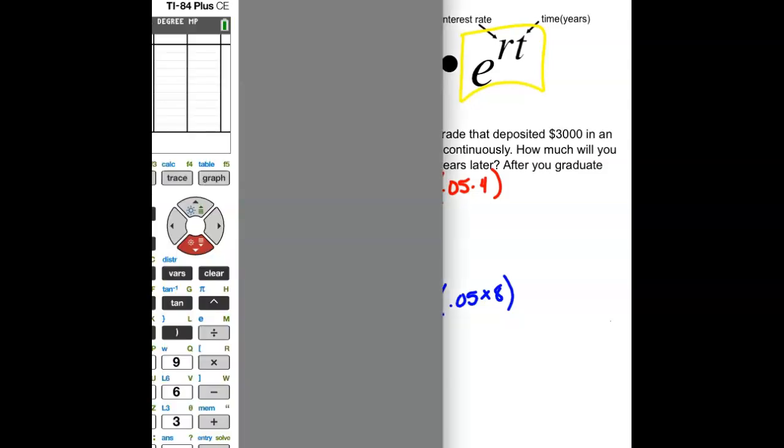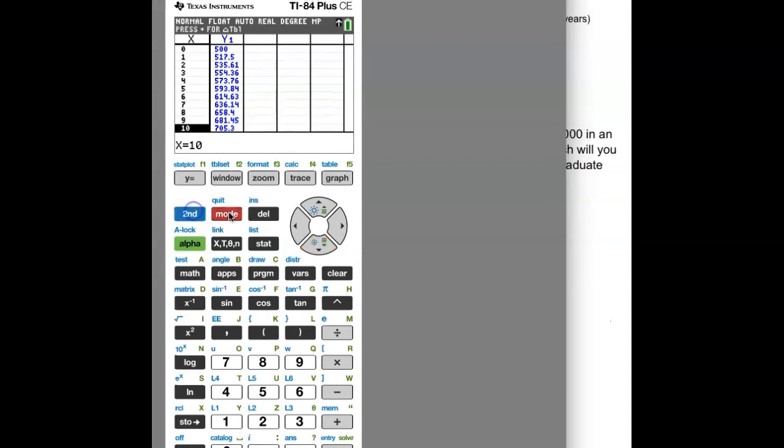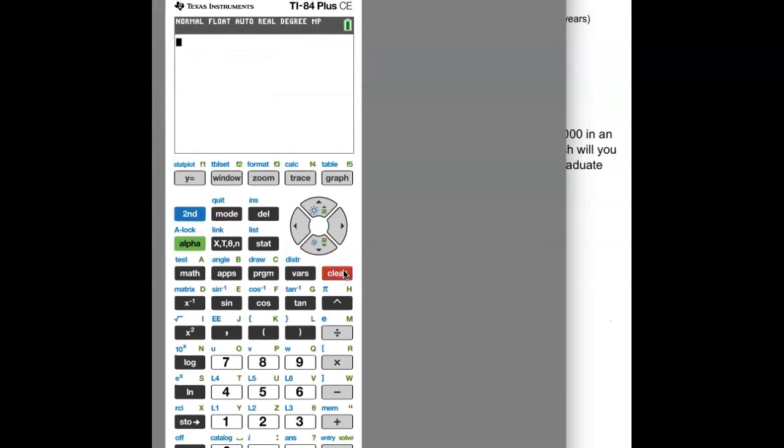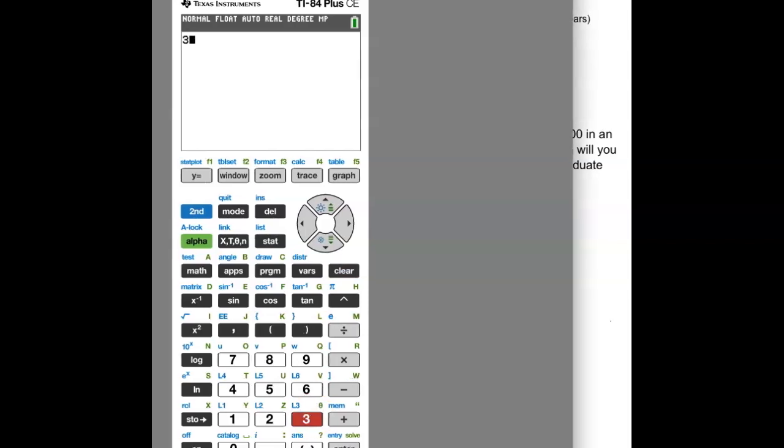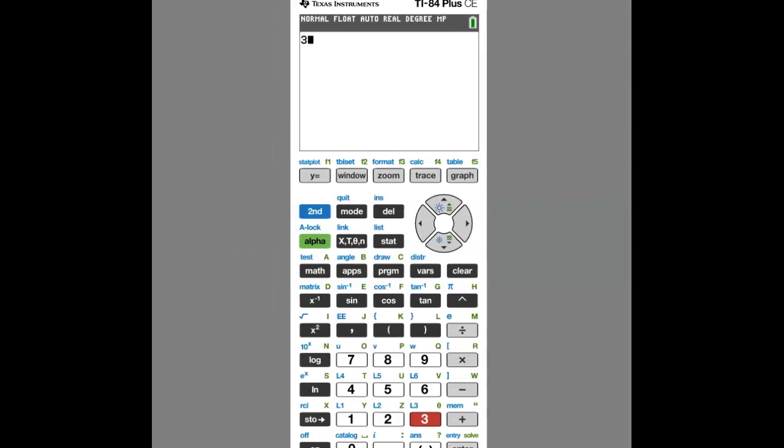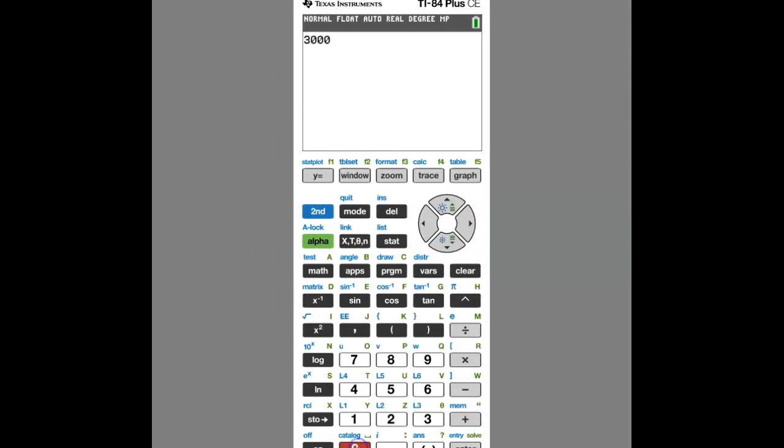Let's look at our calculator here. So we had $3,000. All right, $3,000. Your E key is going to be second, and then this one that says LN. There's a little e to the x right above it. Okay, and then I'm up in my power position. Again, if you don't stay up in that power position, go ahead and use parentheses. Our interest rate was 0.05, and our time for this first one was 4.